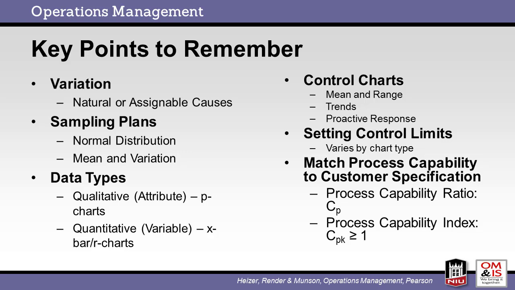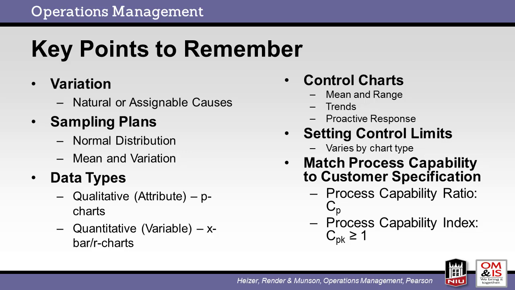The data may be qualitative or quantitative. Qualitative or attribute data is on-off and is tracked on a P-chart. Quantitative or variable data is a characteristic on a continuous scale, like size or temperature, and is tracked on X-bar and R charts. These various control charts track mean and variance. We look for data points outside of defined control limits.